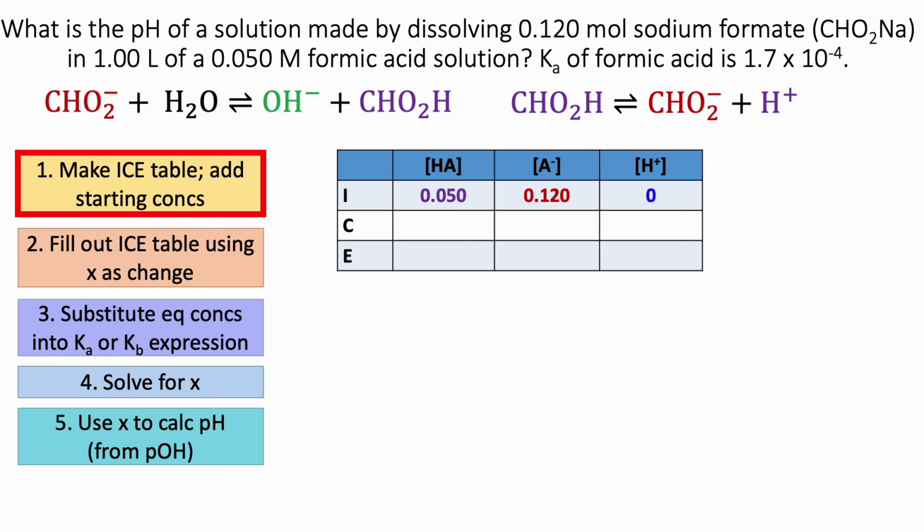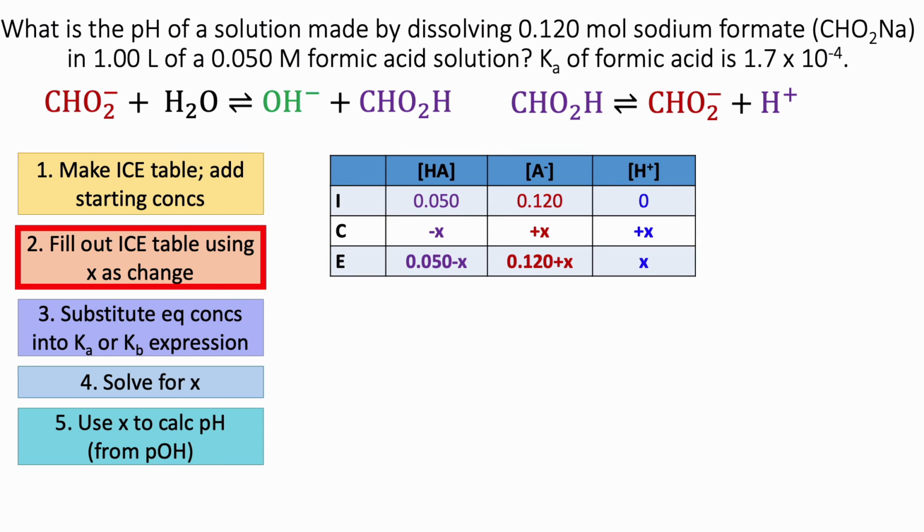So let's go ahead and fill out the ice table, starting with our change, and you'll notice that we still have plus X on the product side, and the reason we have to have plus X over there is that H plus is still 0. H plus still has nowhere to go but up, so that side is going to be the plus X. It's going to be gaining concentration, and the reactant side is going to be minus X. So we end up with 0.050 minus X for our HA concentration, 0.120 plus X for A minus concentration, and then X for H plus.